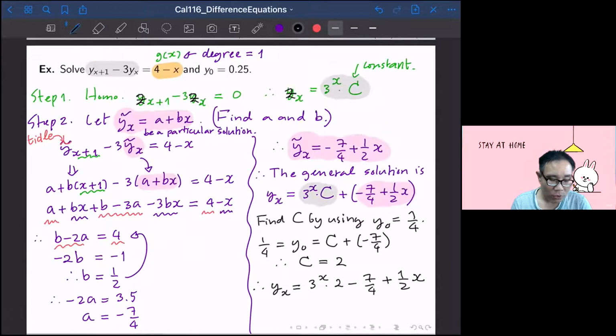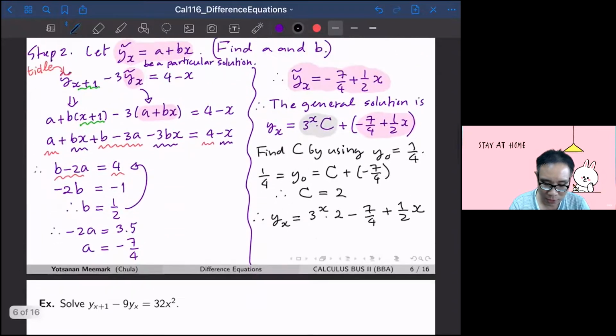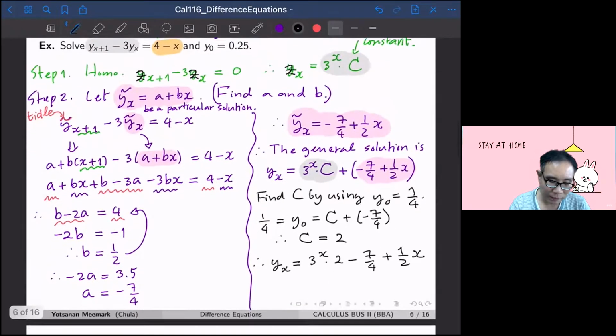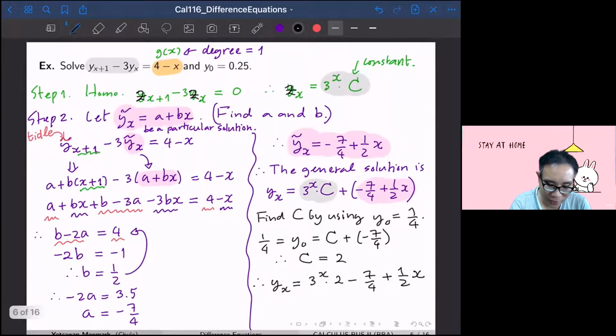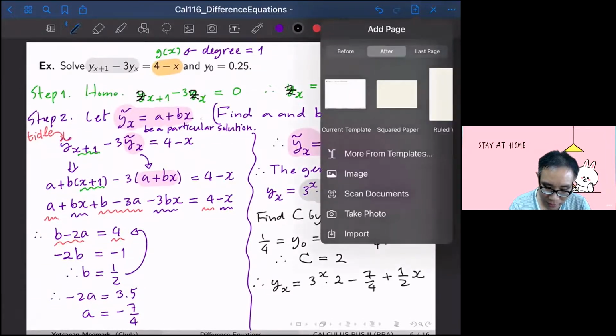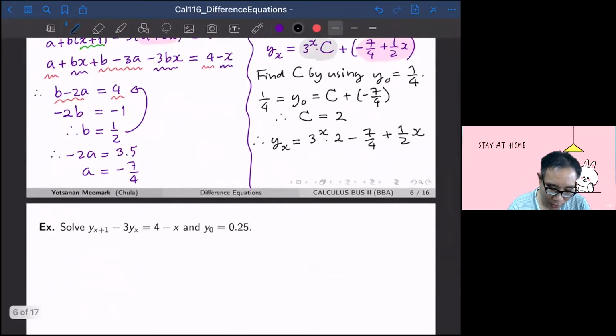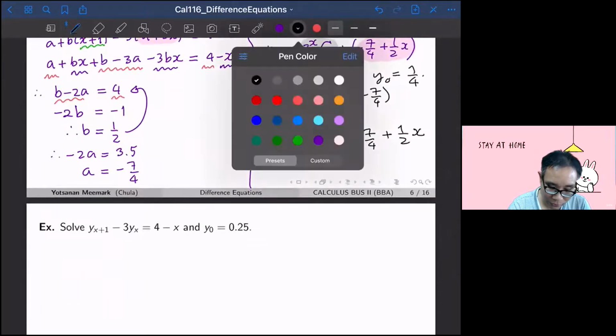Okay, you may check the solution by plugging y(x) into the original equation in order to see whether you get the original guy. However, I'm not going to show you this one, so it's going to be kind of long to do. Or should I? I think it should be okay. Let me add it. Okay, so let's check the solution.